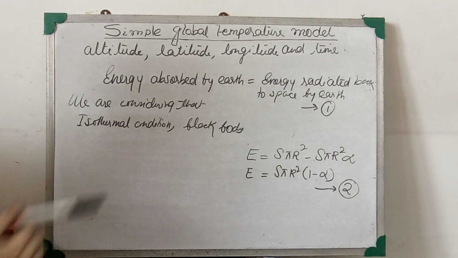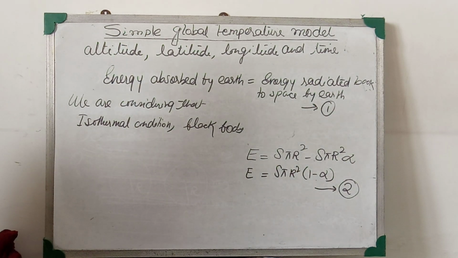Isothermal condition means the temperature of Earth would be the same over the whole area of the planet. So temperature is same everywhere. And a black body means a body which is capable of absorbing all the radiation coming over it. And now we can write, according to Stefan-Boltzmann law, the law which was given for a black body.